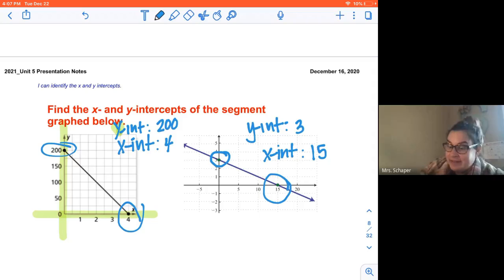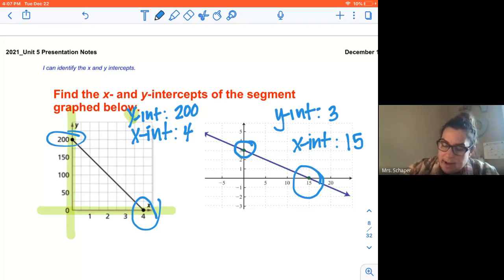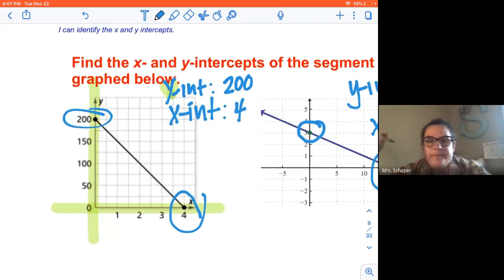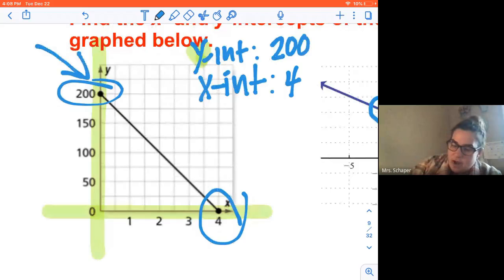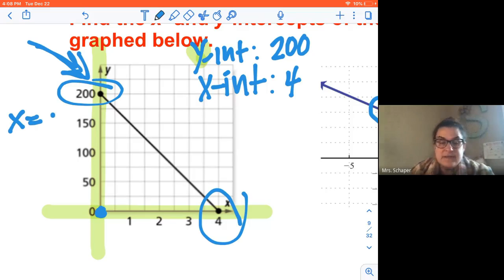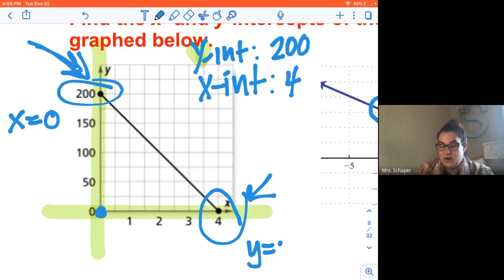Now, when I look at these, one thing else I want you to really focus in on is, when I'm looking at crossing the y-axis, what is the value of x? When I cross the y-axis, my x value is 0. So for the y-intercept, x is 0. For my x-intercept, when I cross the x-axis, my y is 0 because it's crossing right on the x-axis. That's where y equals 0.